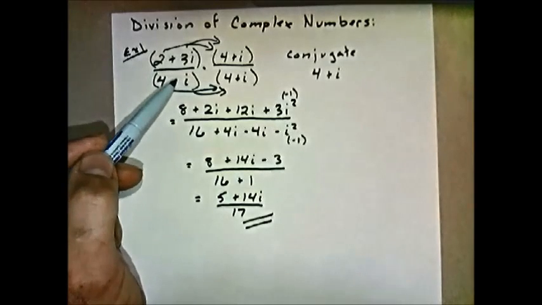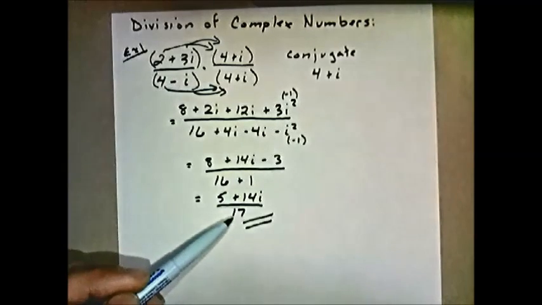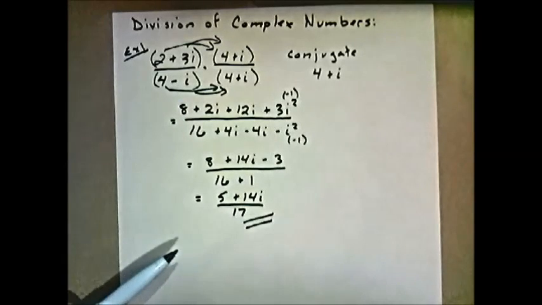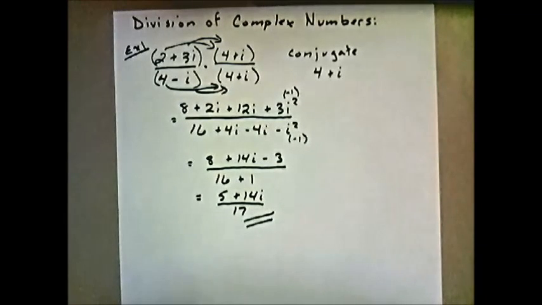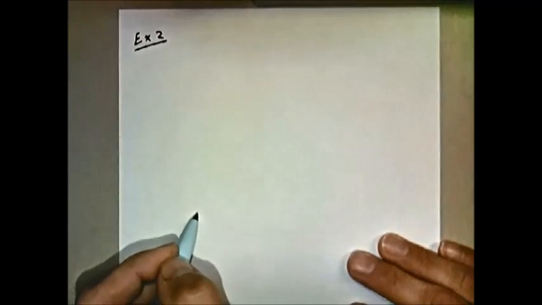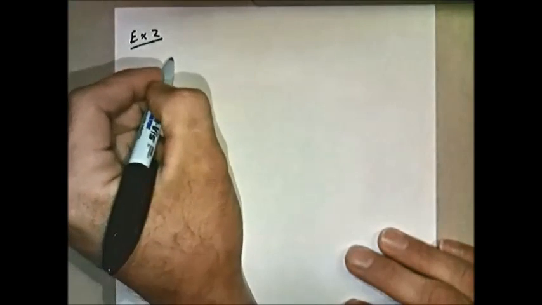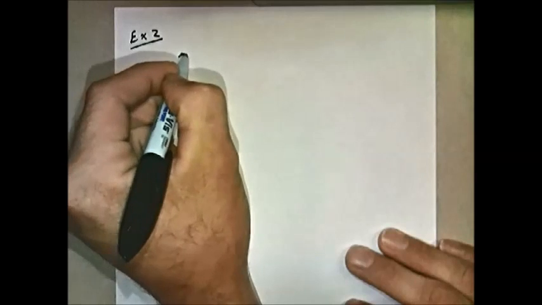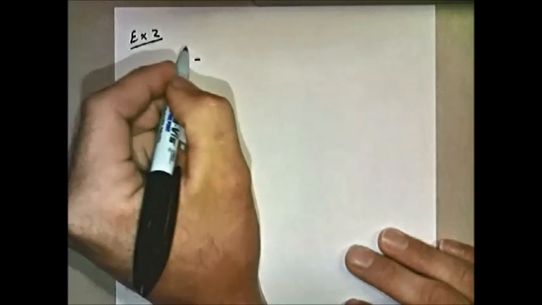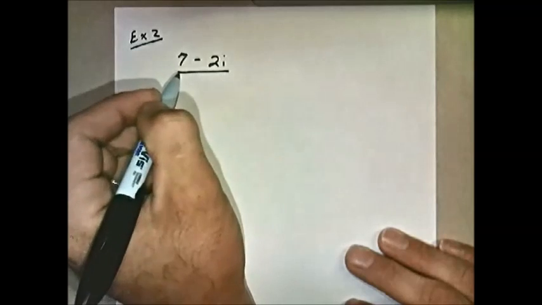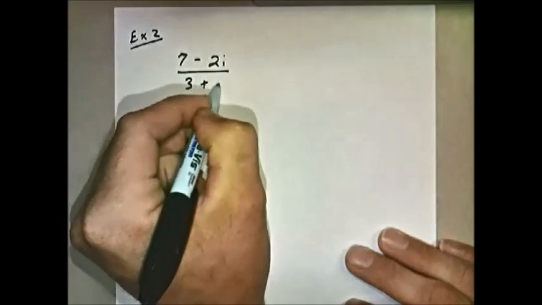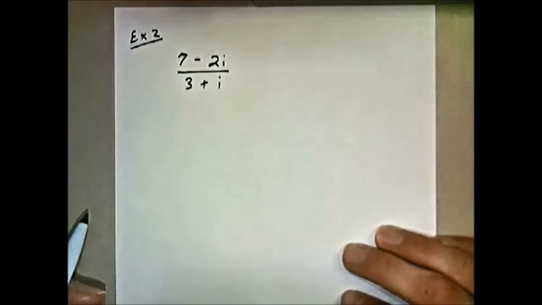Notice we don't have the complex number anymore, or the imaginary number, within our denominator after we've divided it out, thanks to the conjugate. Let's look at just one more example of division. It's going to work pretty much the same way. Let's give 7 minus 2i divided by 3 plus i in this case.